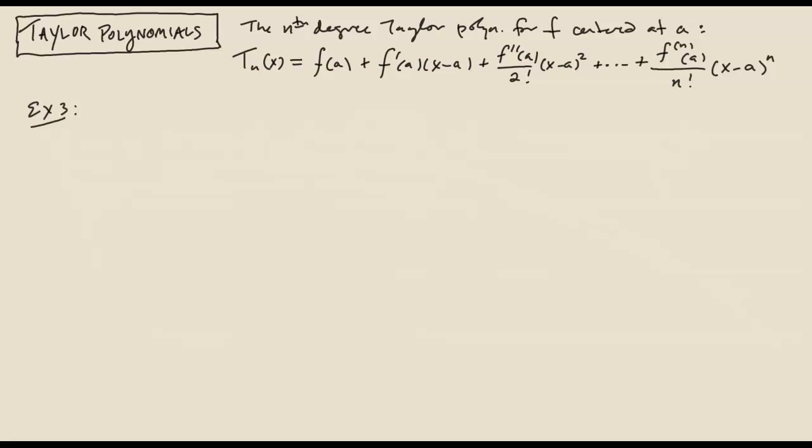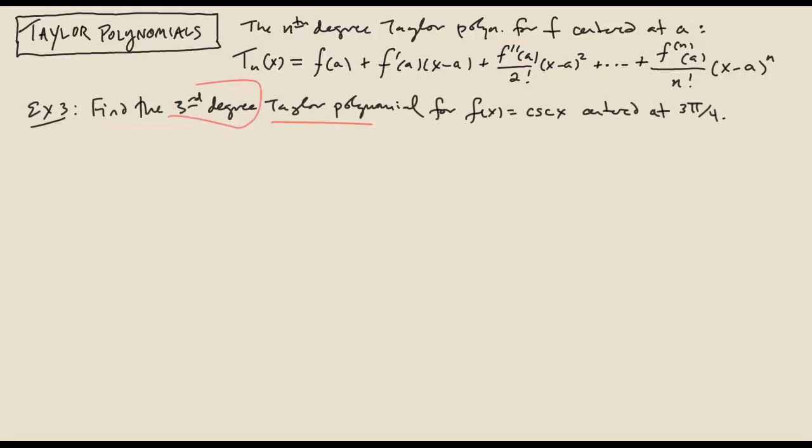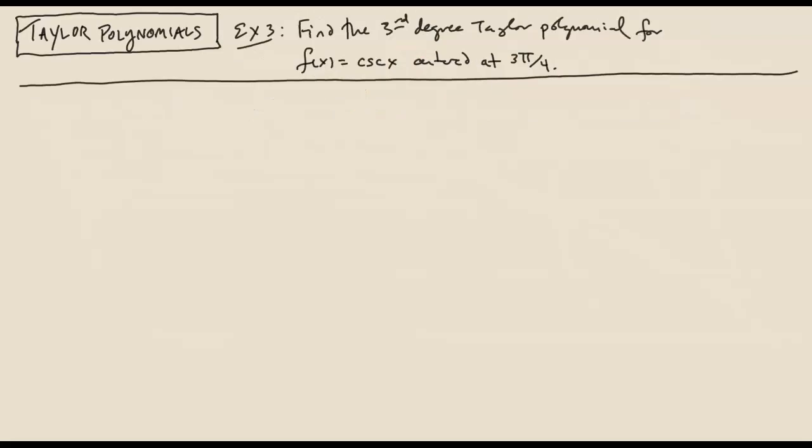Anyway, what I want to do in this example is to find the 3rd degree Taylor polynomial for cosecant x, centered at 3 pi over 4. I'm going to need a fair amount of room, so let me move this up here. Okay, that's a bit better. Now, from a purely conceptual point of view, there's nothing more complicated about this problem than the previous two, right? We just have our function, we need to take its first 3 derivatives, evaluate those first 3 derivatives at 3 pi over 4, stick the results in the formula, and we're done.